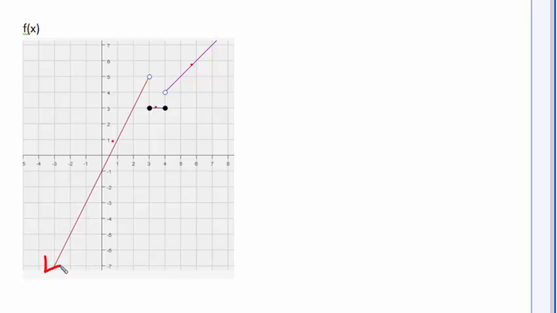The piece on the left goes forever to the left. The piece on the right goes forever to the right. The piece in the middle is a segment. It's got a starting point and a stopping point. So when I write the function, I'm going to need three pieces.